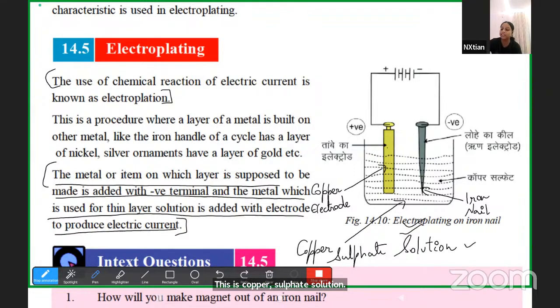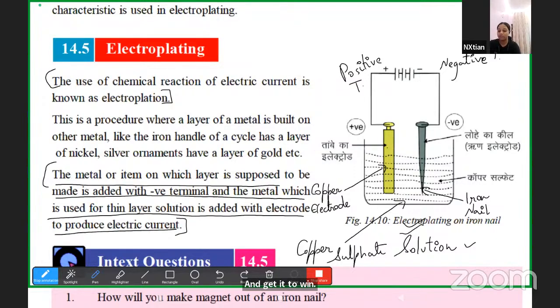Copper sulfate solution. It is okay. This is the positive terminal or the anode. And this is the negative terminal, or the cathode. All right.